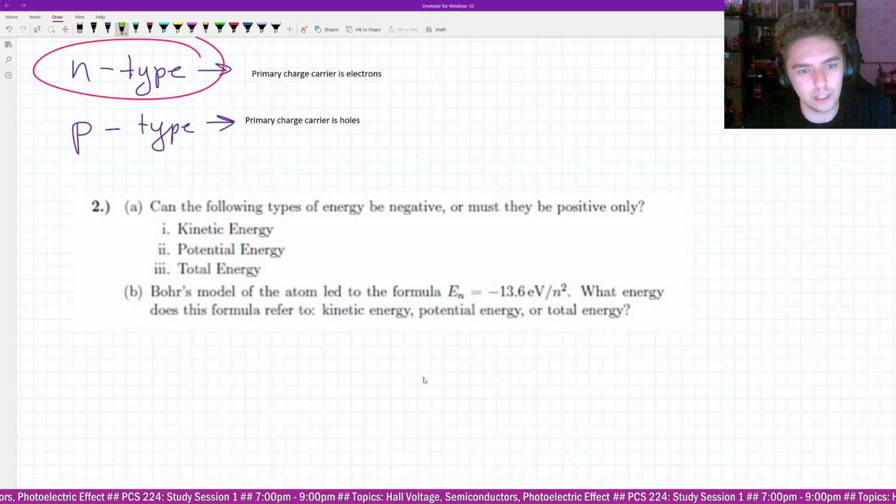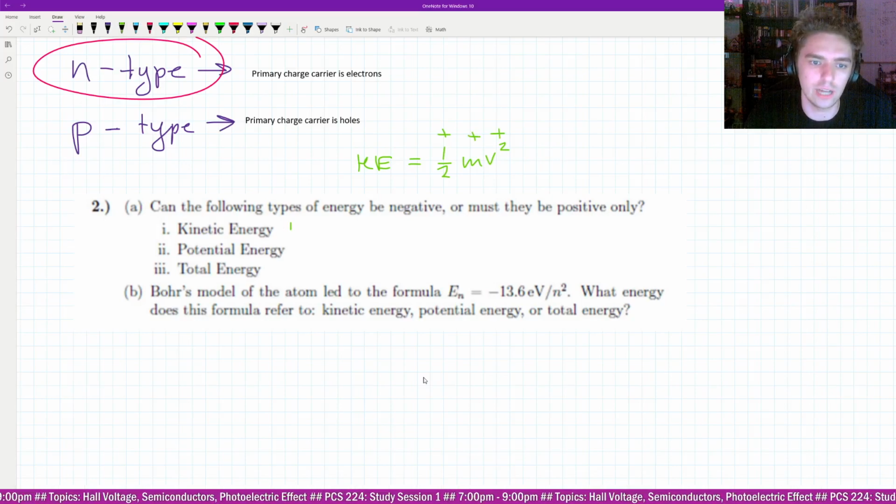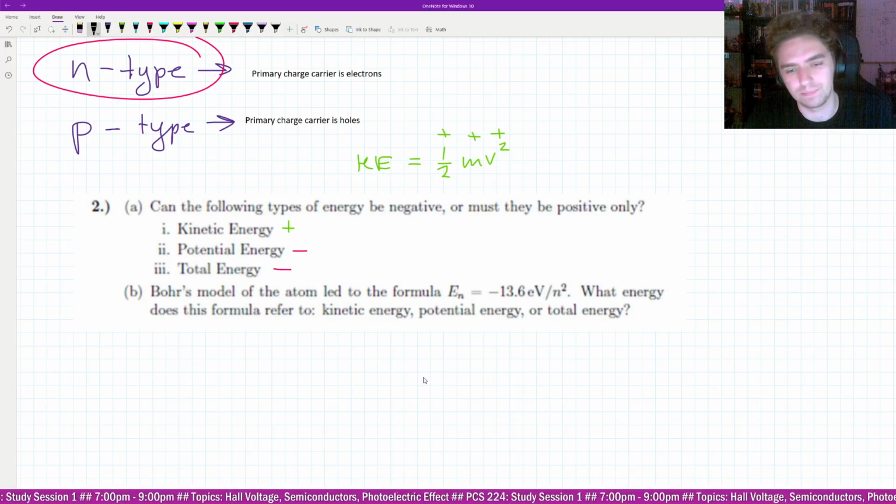Kinetic energy can only be positive, and I know that because kinetic energy is equal to 1/2 mv squared. 1/2 is positive, m is positive, and v squared is positive. So kinetic energy has to be positive. Potential energy can be negative, and so by extension, I think total energy can be negative. By negative, I mean it can be negative, is what I'm trying to say here, right?